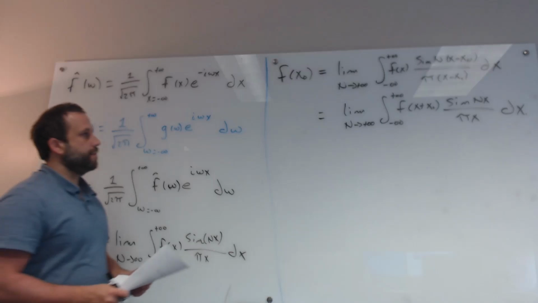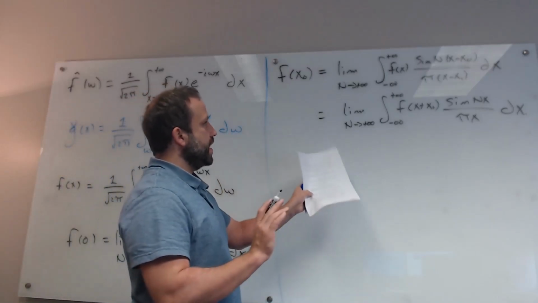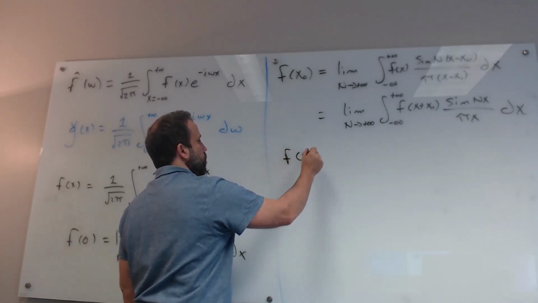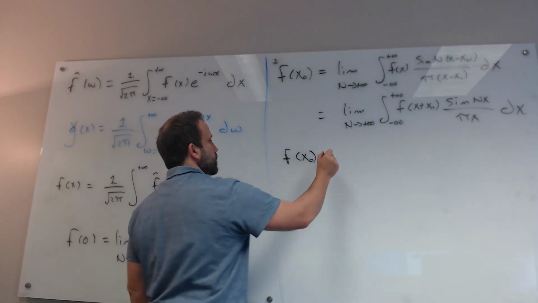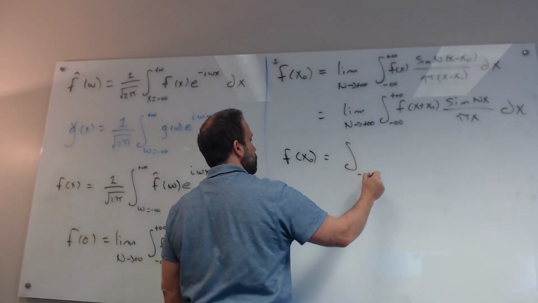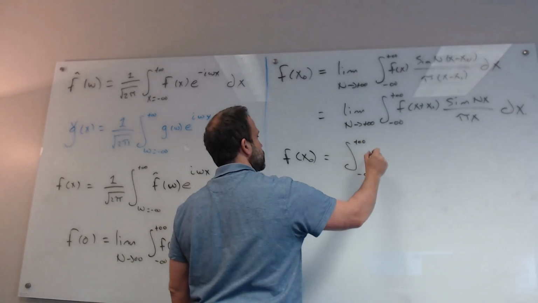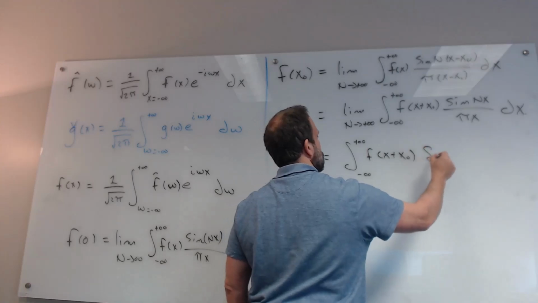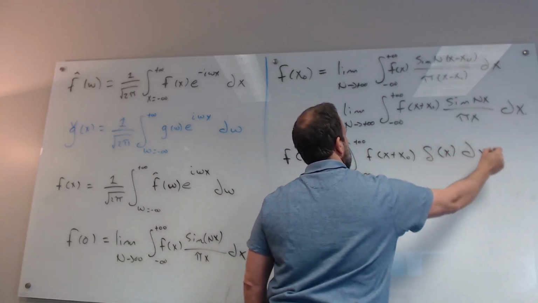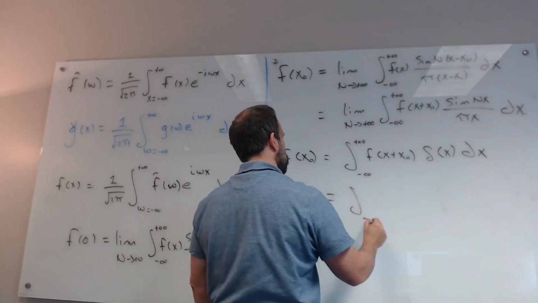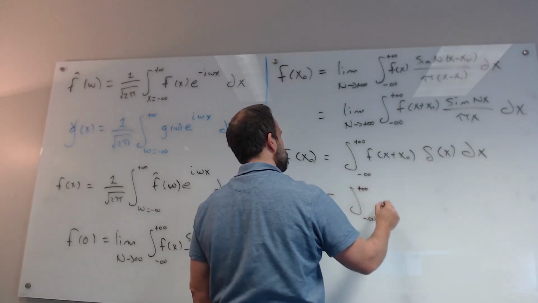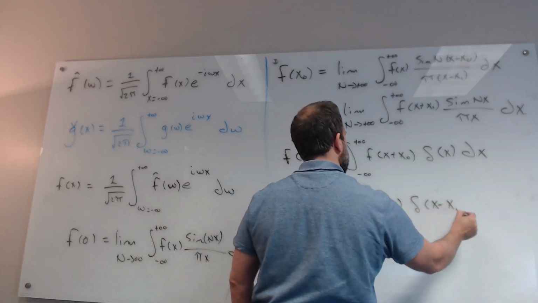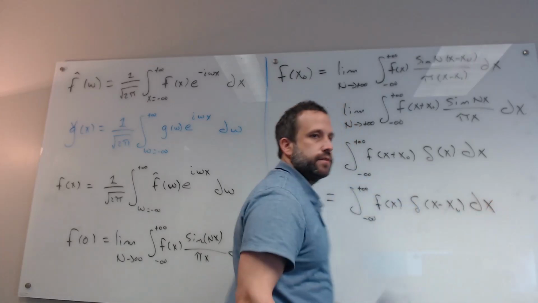But notice what's happening. Notice what other thing has this same property. It's the Dirac delta function. Notice that f of x naught is equal to the integral from minus infinity to positive infinity of f of x plus x naught times delta of x dx, or we could write this as the integral from minus infinity to positive infinity of f of x times delta of x minus x naught dx.